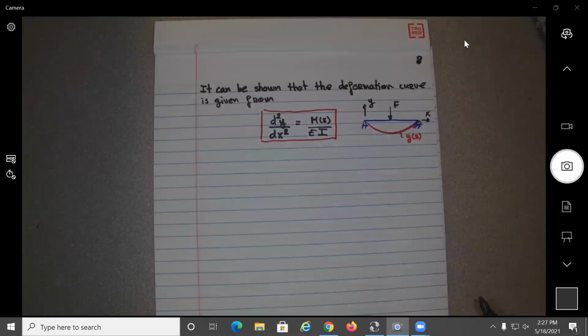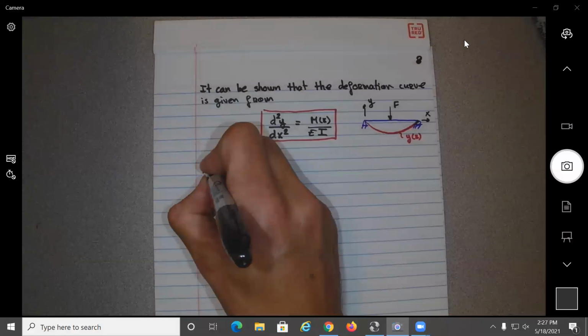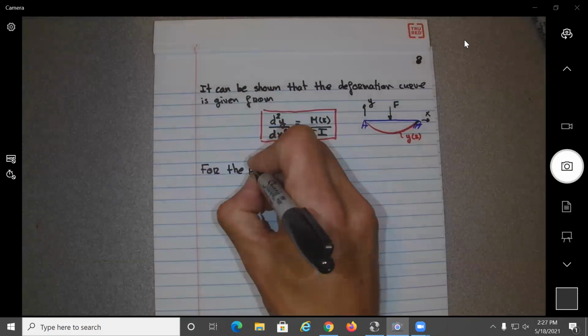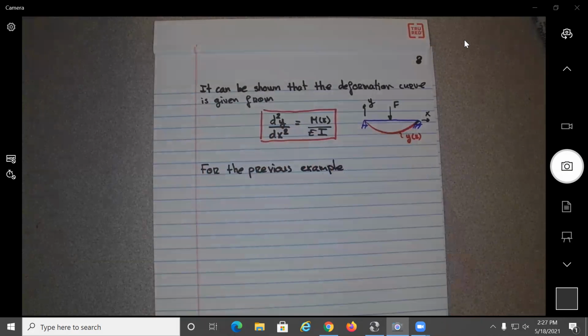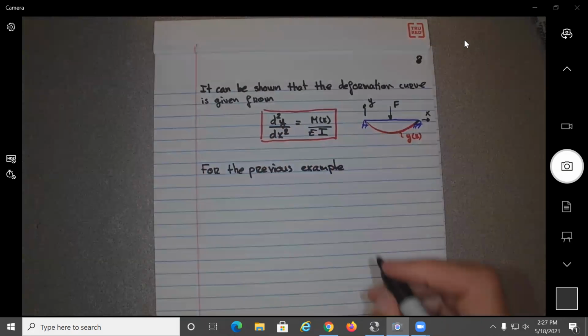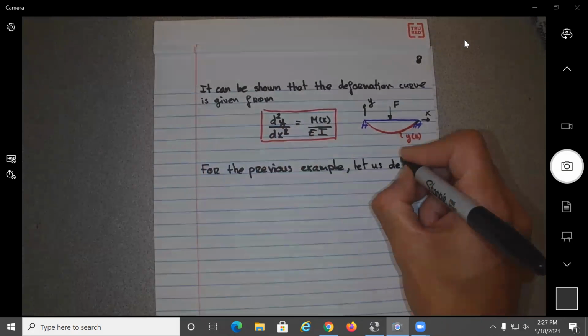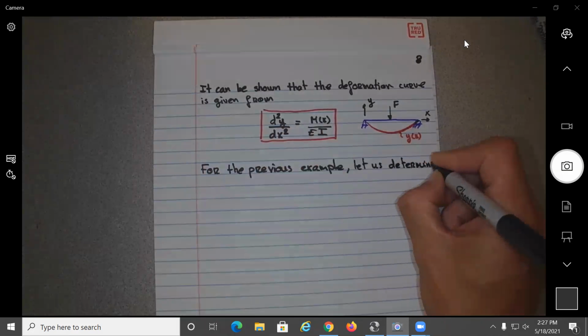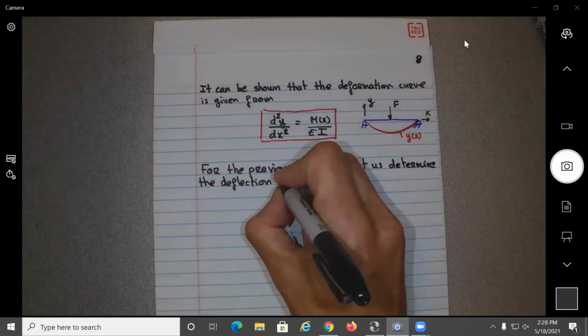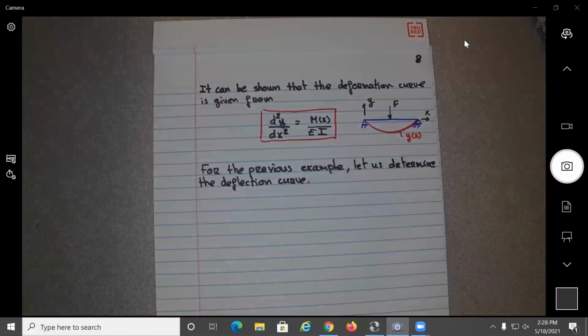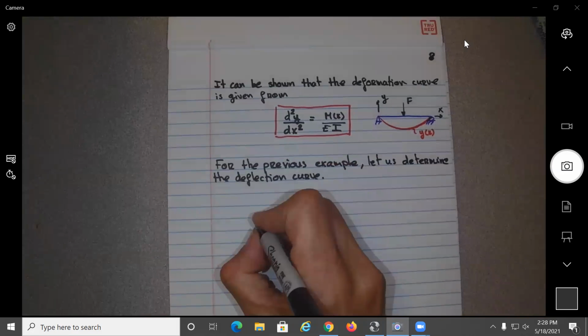So let's say for the previous example, let us determine the deflection curve. Okay, so let me redo a figure quick. To me, I need figures. Without figures, I'm lost.